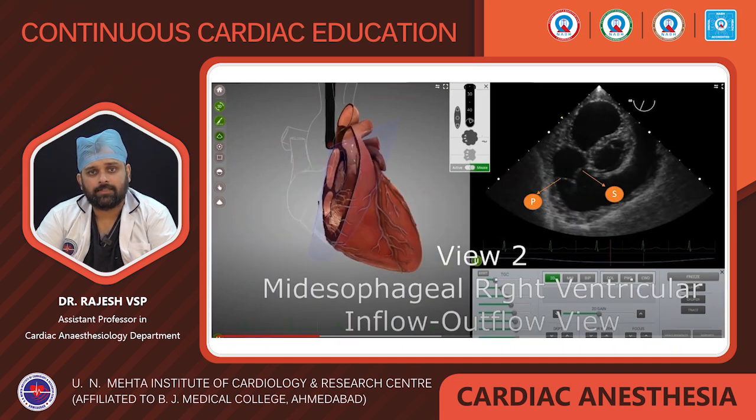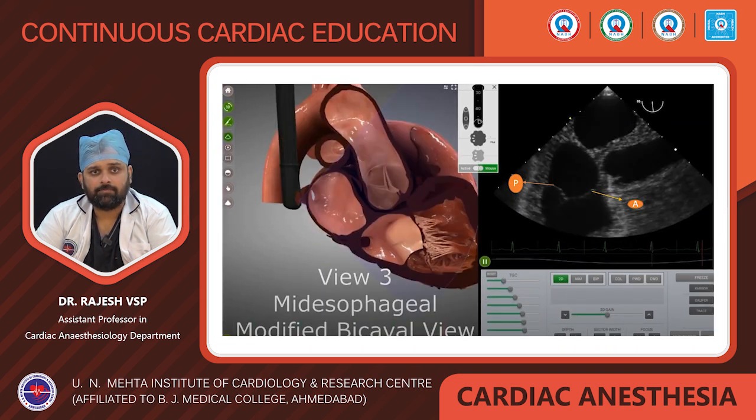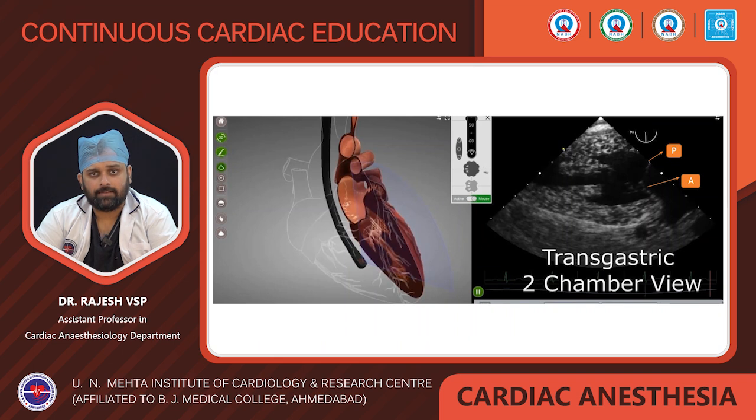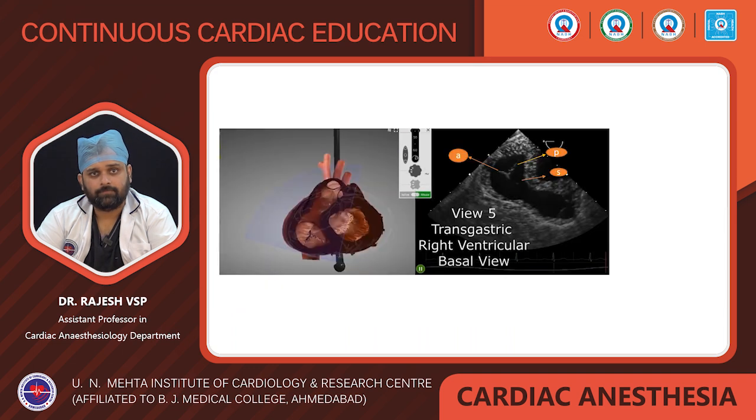Coming to the second one, the midesophageal right ventricular inflow-outflow view, where you can see the septal and posterior leaflets as shown. The third one is the midesophageal modified bicaval view, where you can see the anterior and posterior leaflets. The other one is the transgastric 2-chamber view, where you can see the anterior and posterior leaflets. And all 3 leaflets are seen in the transgastric right ventricular basal view, as shown here: the posterior, septal and anterior leaflets.